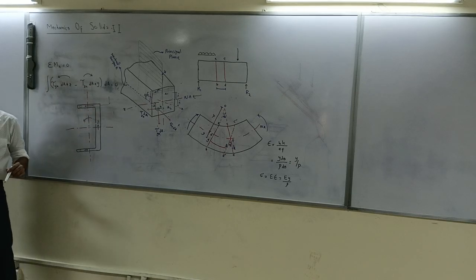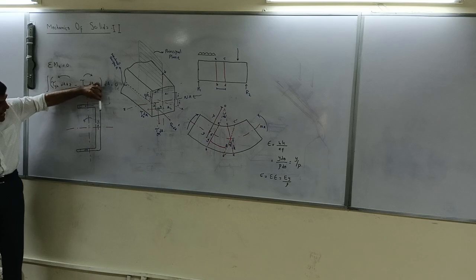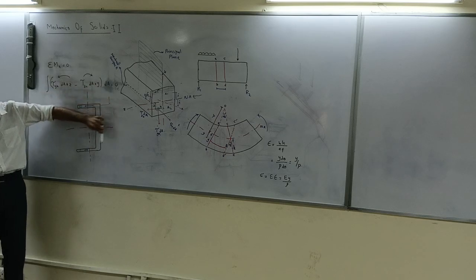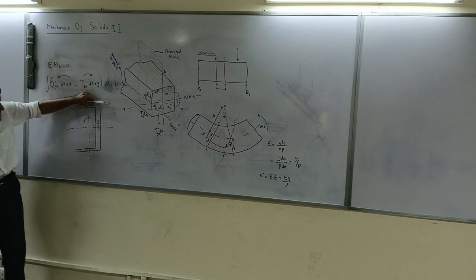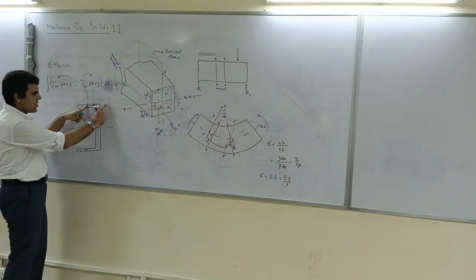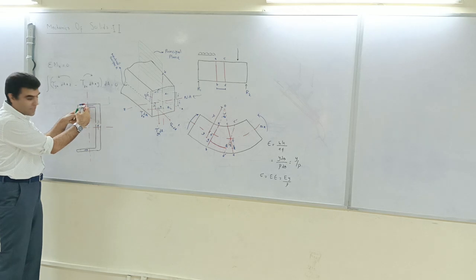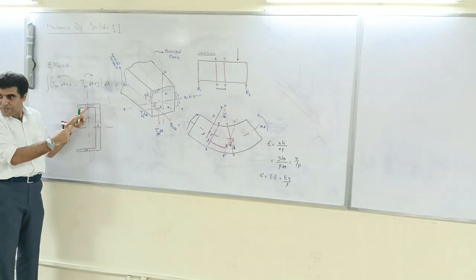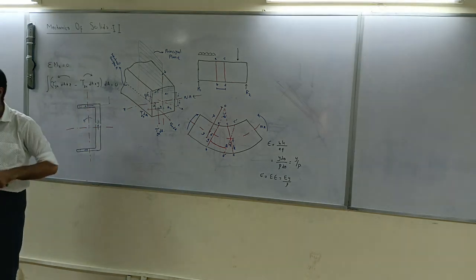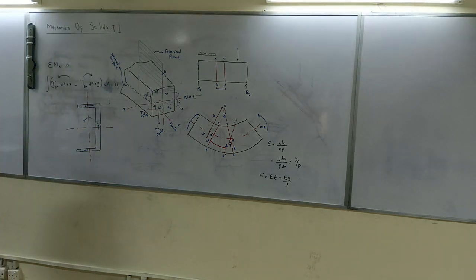So my applied load must be at some distance from this axis in order to counteract this force, and that distance is called shear center. Shear center: the distance from the neutral axis where the load is applied to counteract the twisting moment, that is called shear center.